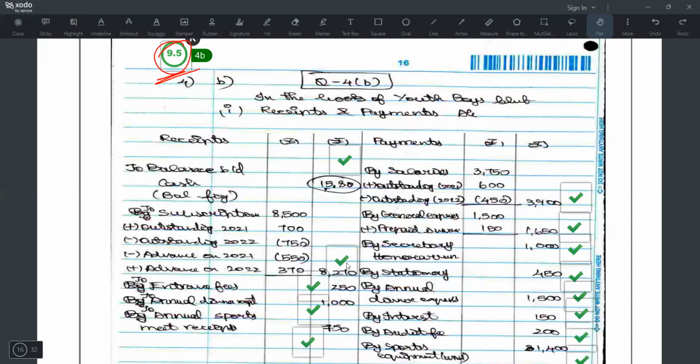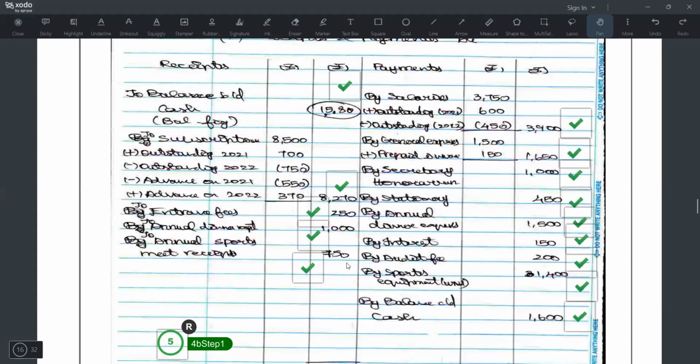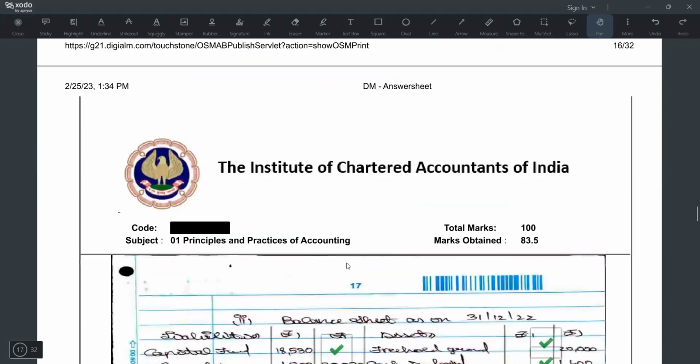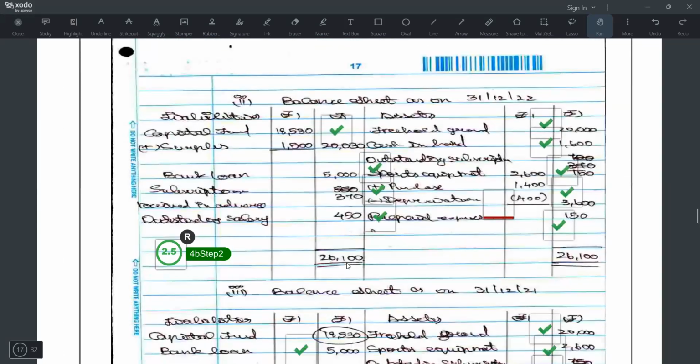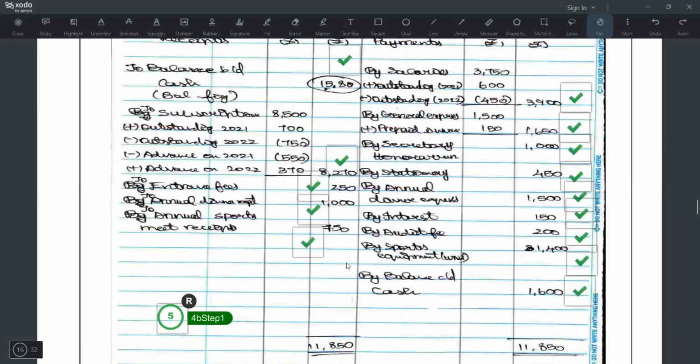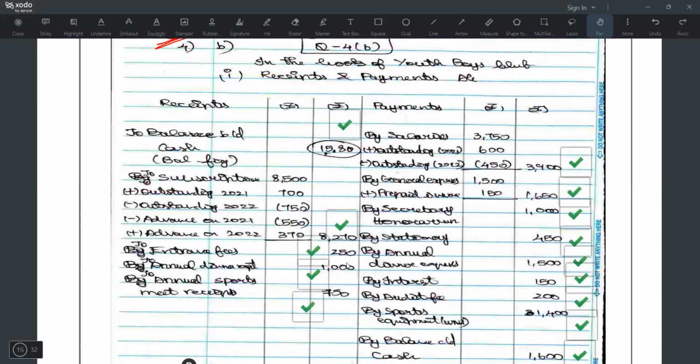So it is a reversal question. They have given income and expenditure and adjustments. He has prepared the receipts and payments account along with the balance sheet. Okay, each and everything has been prepared in a legible manner.